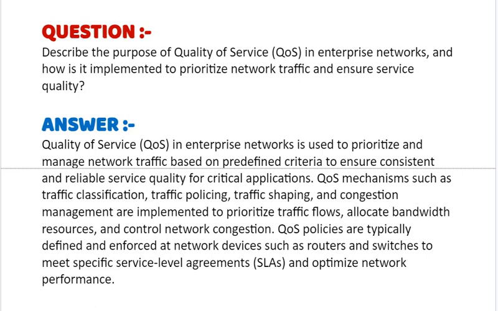QoS mechanisms such as traffic classification, traffic policing, traffic shaping, and congestion management are implemented to prioritize traffic flows, allocate bandwidth resources, and control network congestion. QoS policies are typically defined and enforced at network devices such as routers and switches to meet specific service level agreements (SLAs) and optimize network performance.